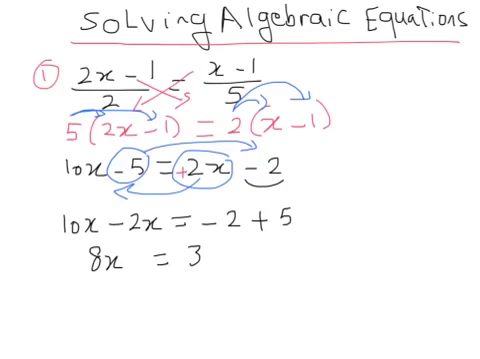The next step is one-step equation, and we always divide by the number in front of the pronumeral. In this case, we have 8, so we'll have to divide both sides by 8. This will cancel this 8 and will give me x equal to 3 over 8. Cannot simplify it further, so this is the answer for this algebraic equation.